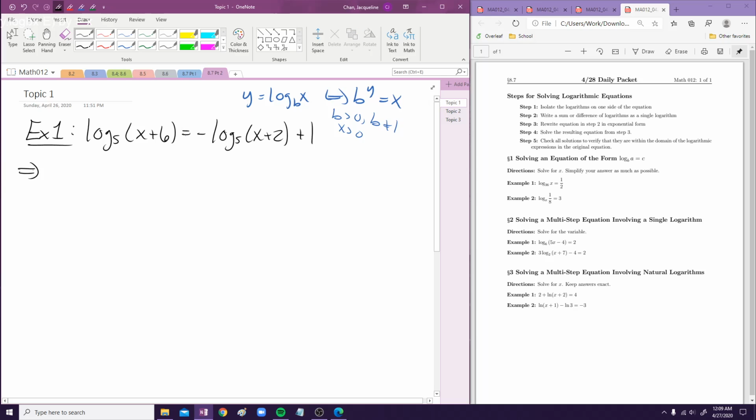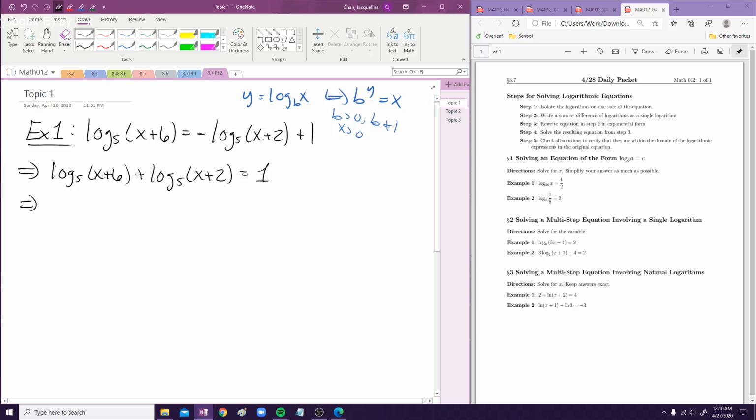To determine which logarithm to move, usually if there's a negative, I like to add it. Another thing is, notice that there's a third term here, which is a positive 1. So I'm going to get this coefficient by itself as well. Instead of moving two terms, we're just going to move one term, which is log base 5 of x plus 2. When we do that, we get log base 5 of x plus 6 plus log base 5 of x plus 2, and that is equal to positive 1.